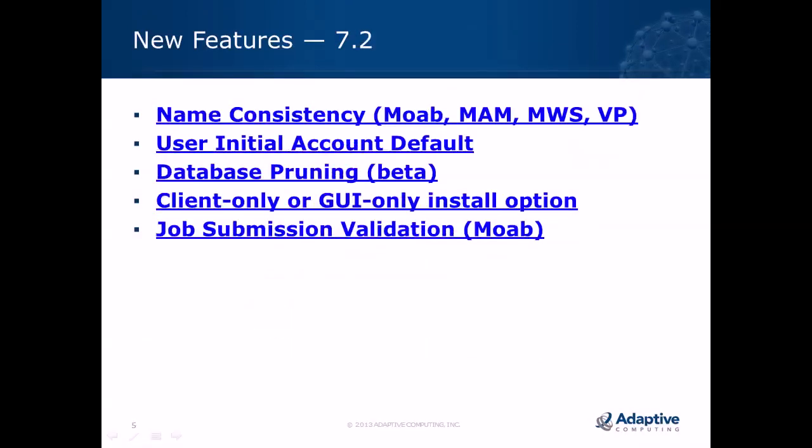And then new features in 7.2, we talked about the name consistency improvements. That allows us, like I said, to have a common space in Moab Web Services and Viewpoint.